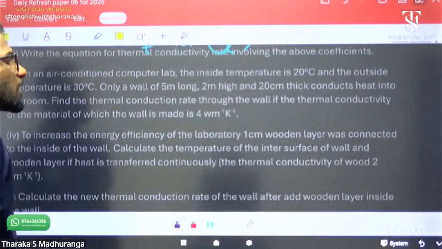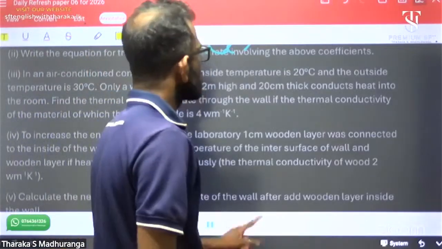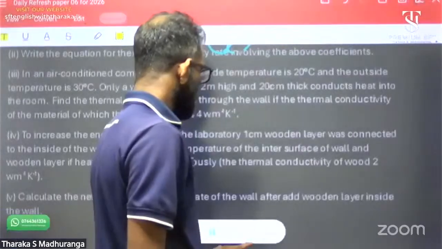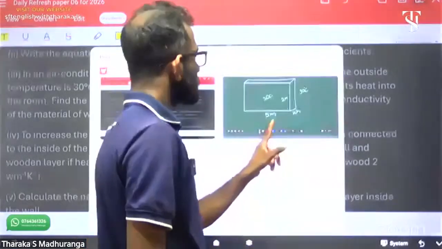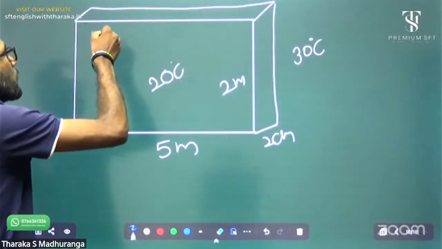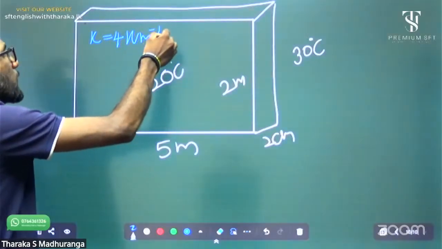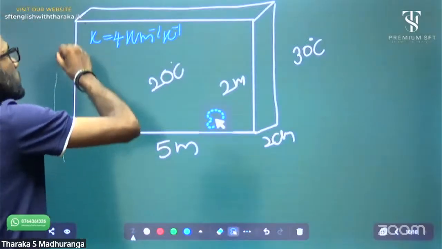Now the question asks, find the thermal conduction rate through the wall if the thermal conductivity of the wall is given. Thermal conductivity of the wall means K, right? K equals 4 watt per meter per Kelvin.